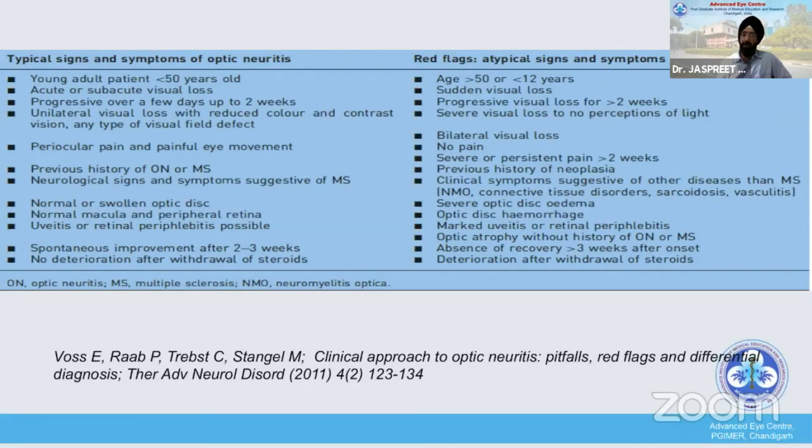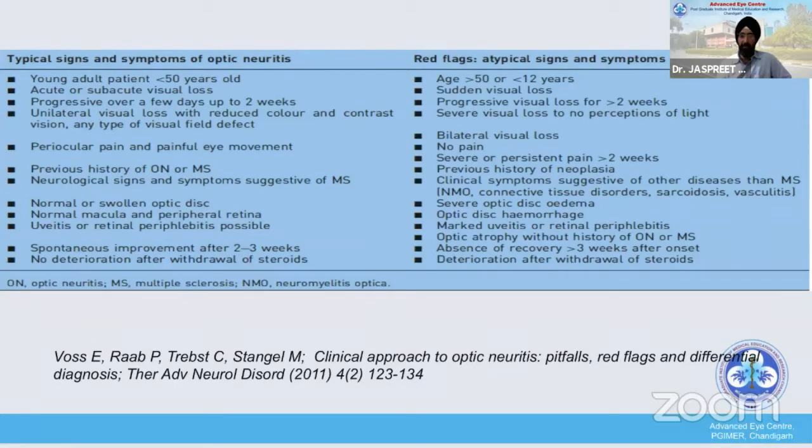Pain is a distinct marker of optic neuritis, but atypical presentation means no pain. So if you have no pain, you're probably dealing with some kind of atypical variety. A previous history of neoplasia, paraneoplastic syndromes, autoimmune disorders, connective tissue disorders, sarcoidosis and vasculitis can present with this. Optic disc edema is more likely to be seen in MOG-related disease, and it's a severe optic disc edema. Severity would be much less in MS-related optic disc edema. Then you could have related uveitis or periphlebitis.